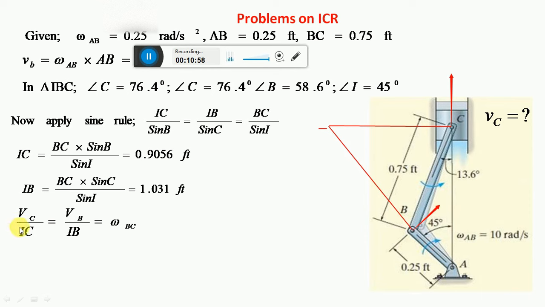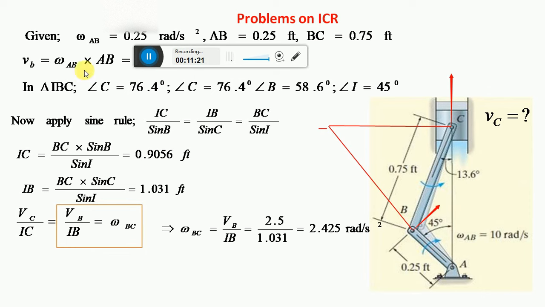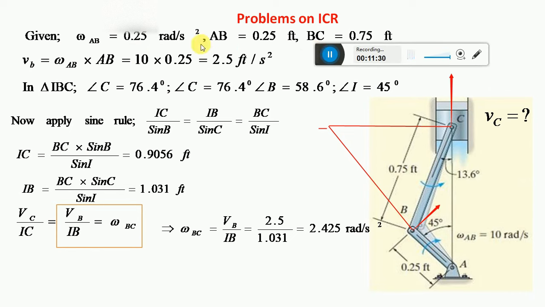Now our aim is to find VC. If we use VC upon IC is equal to omega BC, we know IC but we don't know omega BC. So first we need to find omega BC. Let's compare these two terms. We know VB, which we found earlier, so omega BC will be equal to VB upon IB. We know VB is 2.5, which we found initially, upon IB, which we already found as 1.031. That gives us the angular velocity of BC as 2.425.